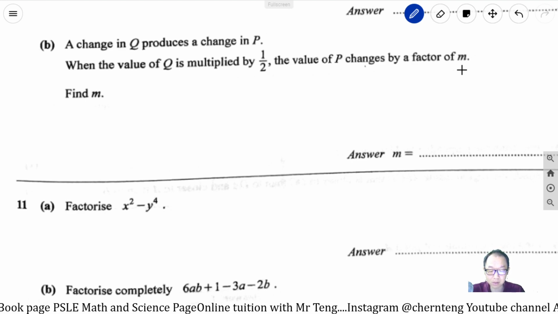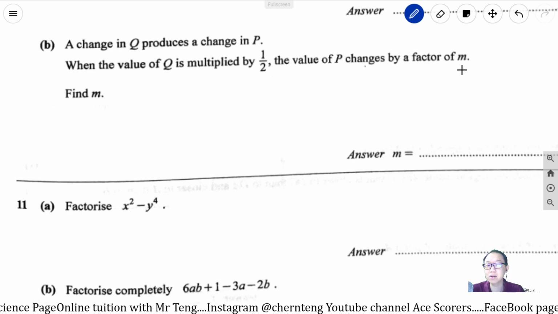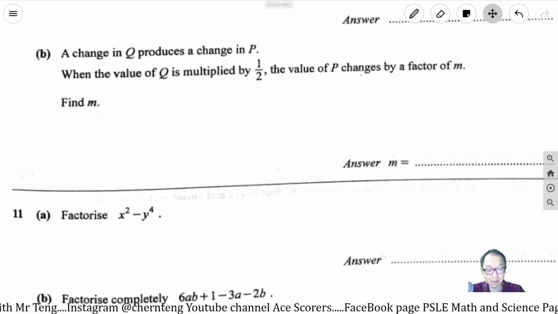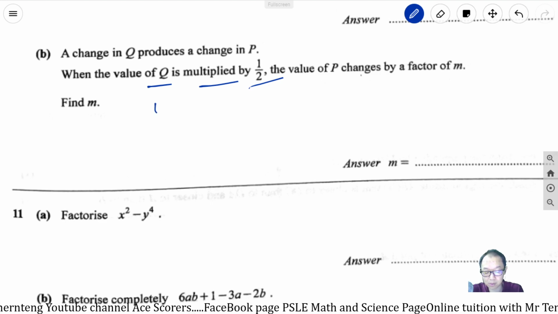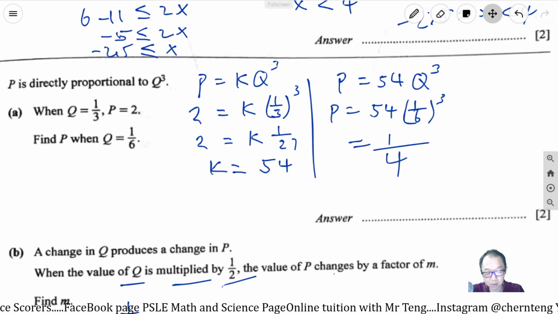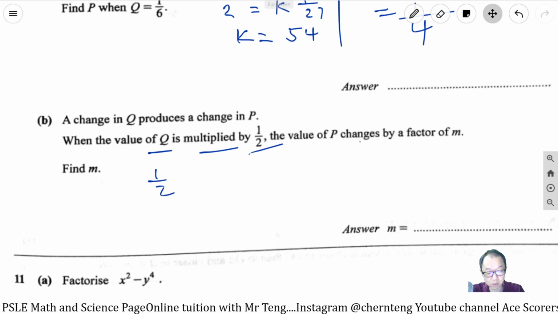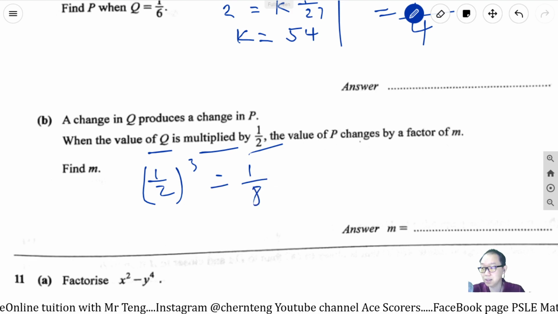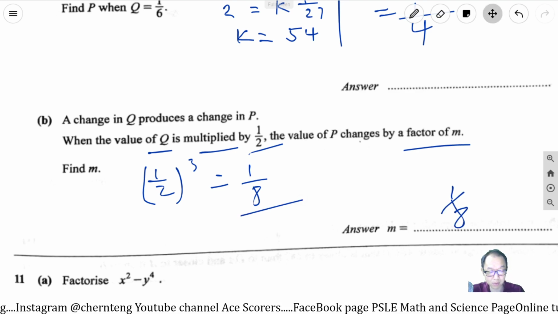Next, P. A change in Q produces a change in P. So when the value of Q is multiplied by half, the value of P is multiplied by M. How many marks is this thing? 1 mark. Find M. Because Q is multiplied by half, we have to look at our original equation, where Q is here. So Q cubed. You have to cube the Q. So when you cube the half, it becomes 1/8. Right? So the factor M is 1/8. It's only 1 mark, right? We don't have to spend too much time thinking.